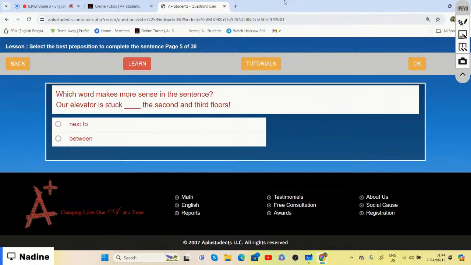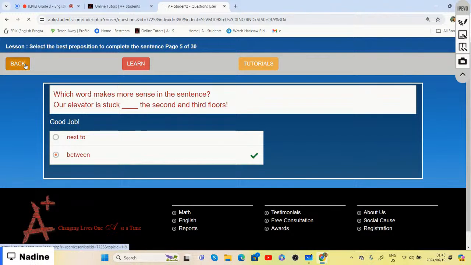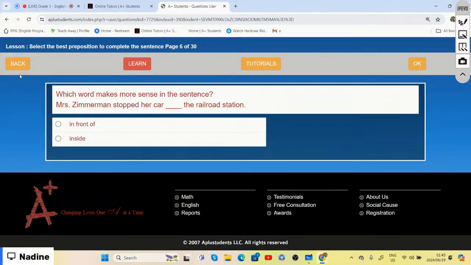All right, and then we can say the elevator is stuck. Do we say next to the second and third floor or between the second and third floor? All right, and we can say the elevator is stuck between the second floor as well as the third floor. So well done.